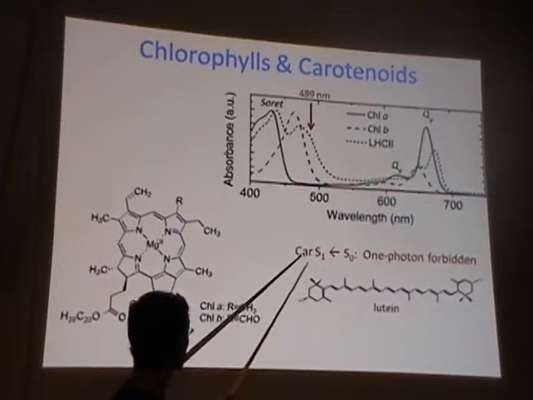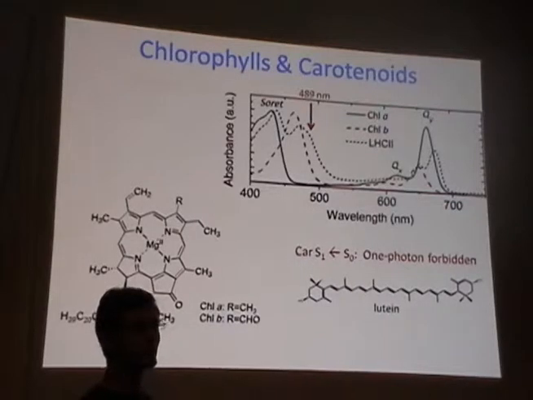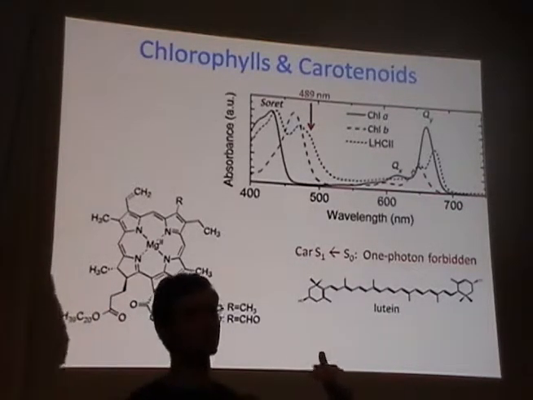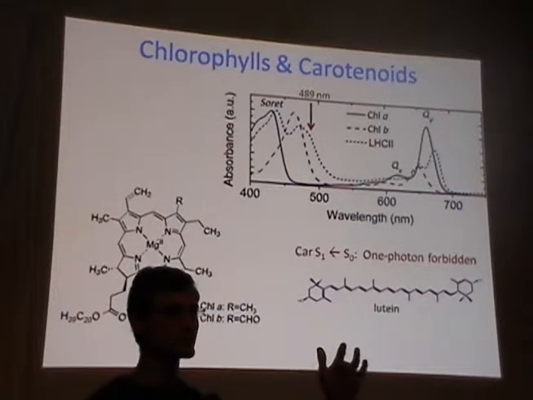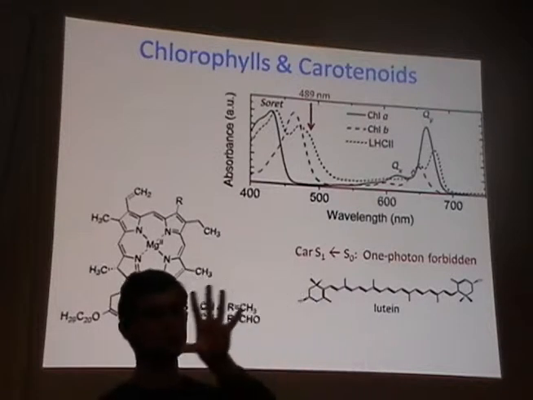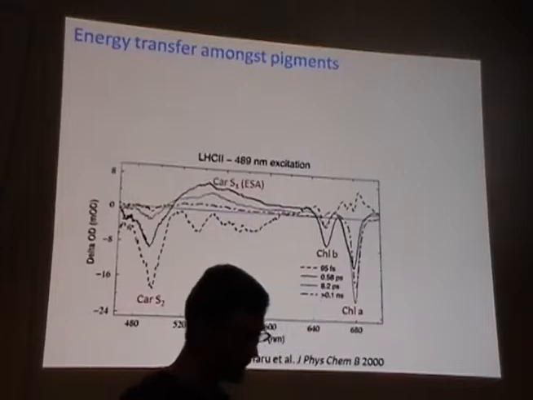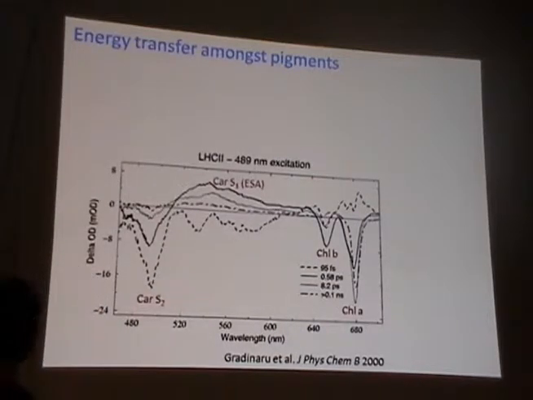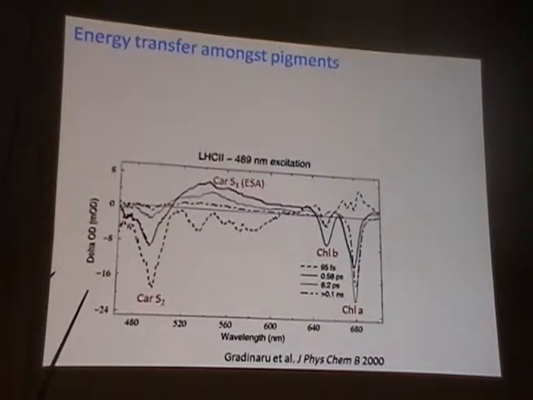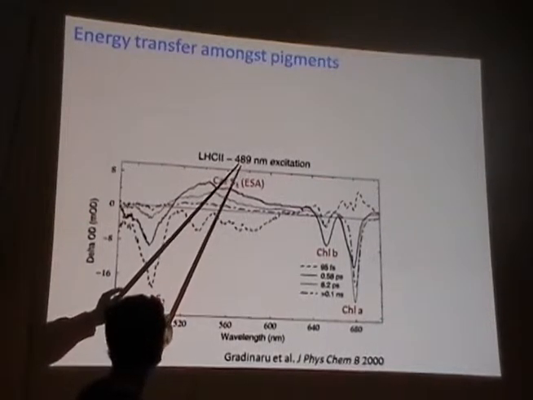Okay, so remember that the S0 to S1 transition of carotenoid is symmetry forbidden. So if we are exciting at 489 nanometers, we are actually exciting the carotenoid to the S2 state. So then you can already imagine you can have decay to the S1 state, and you will have transfer of the energy to chlorophylls. Let's see how we can unravel some of this.